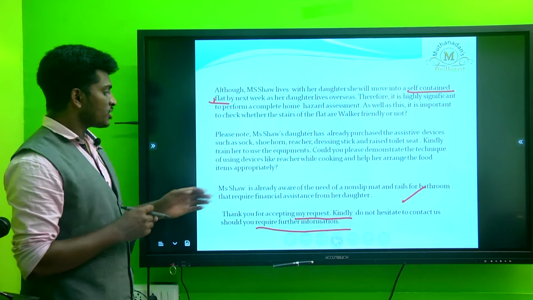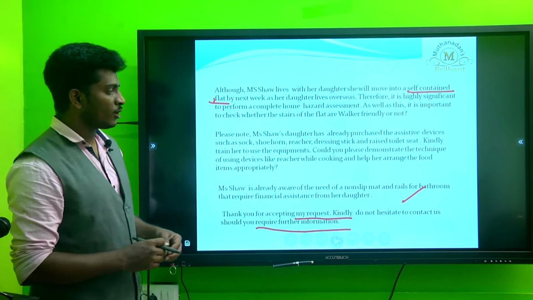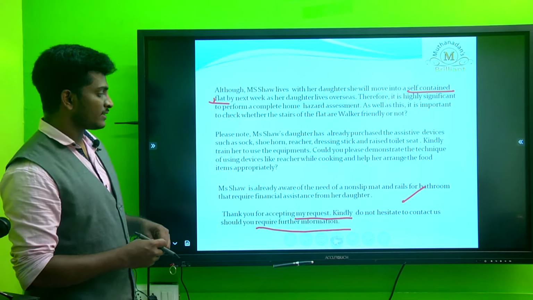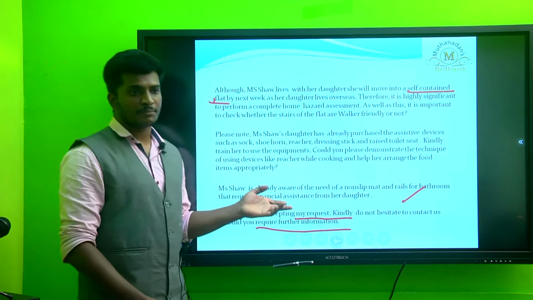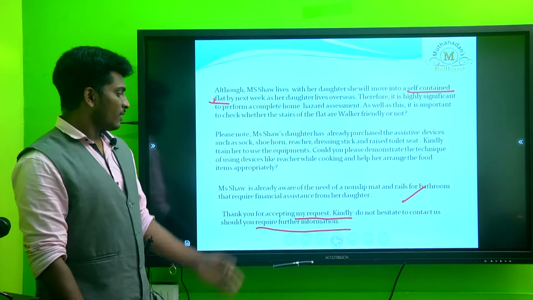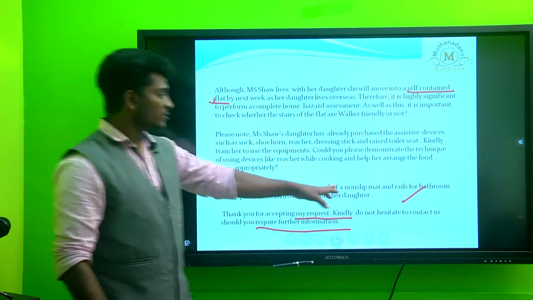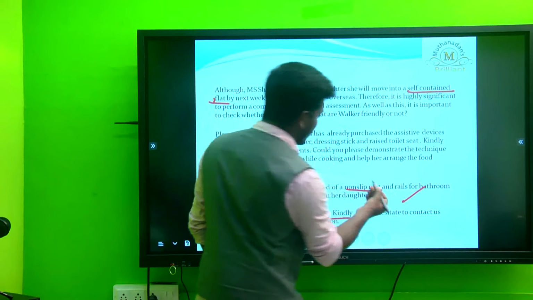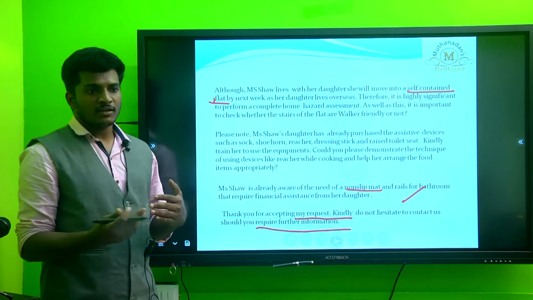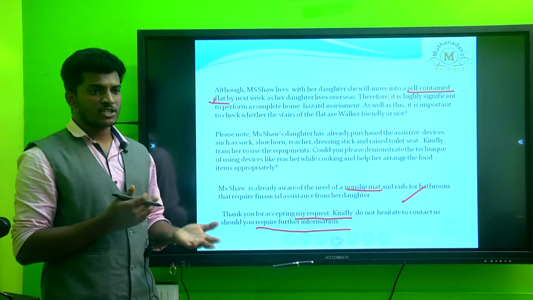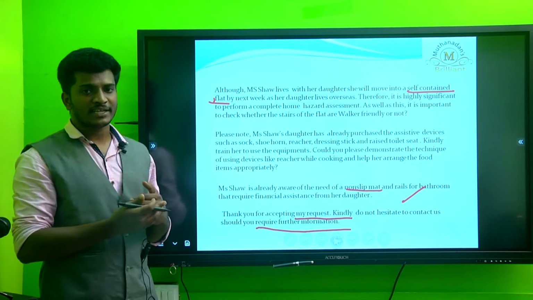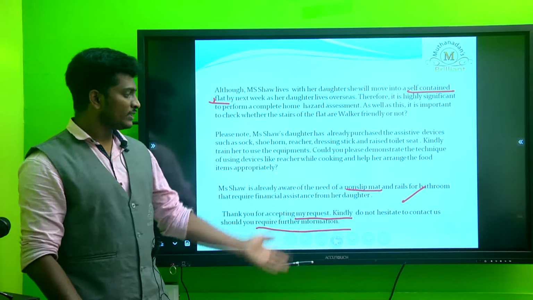Last one is, Ms. Shah is already aware of the need of non-slip mats and rails for the bathroom that require financial assistance from her daughter. It's simple information. She is already aware that she requires financial assistance from her daughter, and the non-slip mat is again a home hazard. If we buy something slippery like a mat, she's already on a wheelchair. She cannot walk. If she slips, that's going to worsen her condition. So it's better to inform all this information.